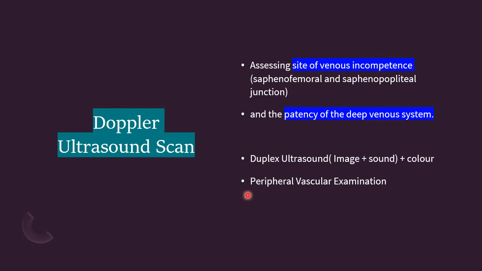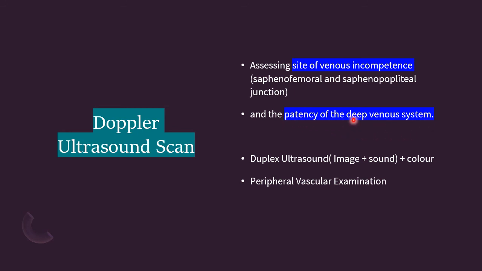Next, we come to the Doppler ultrasound scan, which has become the most important investigation for varicose veins today. It is very helpful to assess the site of venous incompetence, which is most commonly at the saphenofemoral junction and or at the saphenopopliteal junction. So placing the probe over these junctions will help to determine whether there is any incompetence and reflux of blood. It is also used to assess the patency of the deep venous system.